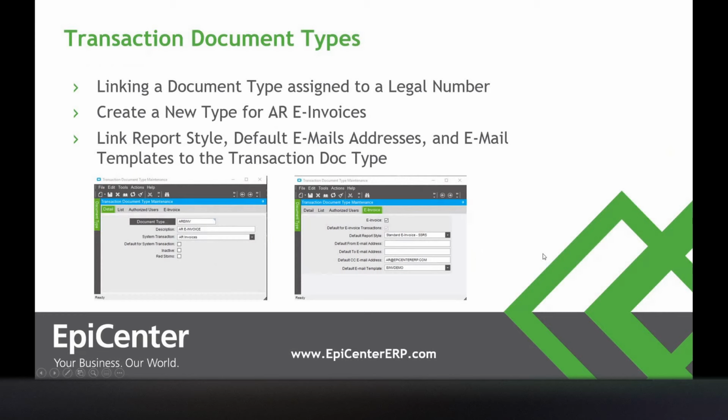Transaction document type. This is where you go in and create a transaction document type. Any of our accounting folks here know that there's usually a document type when you're entering invoices. You have to set one up for the e-invoice, and there's a tab inside of the transaction document type for you to activate that document type as your e-invoice. Now again, this will have to be selected on your customer side when we get into customer maintenance.